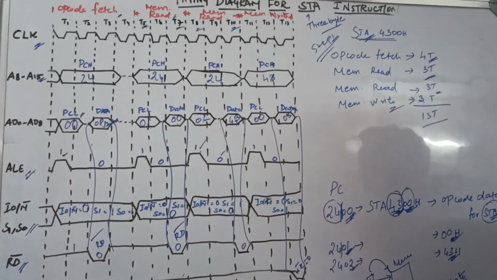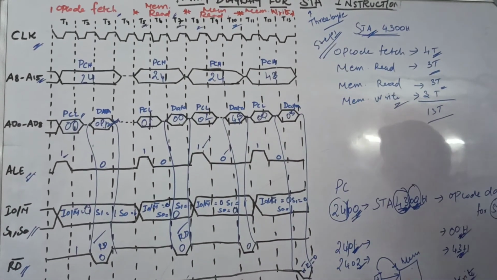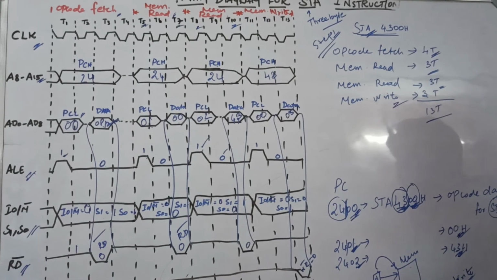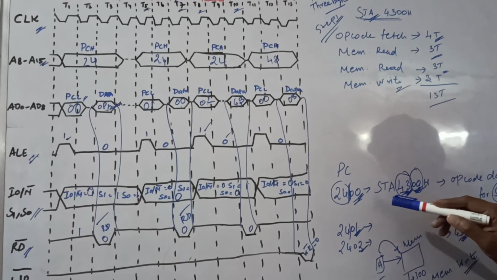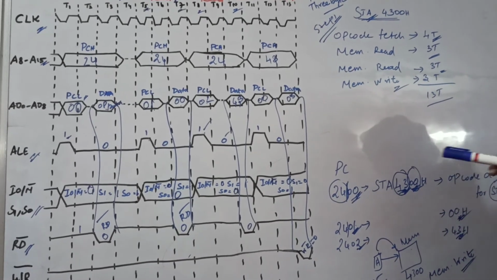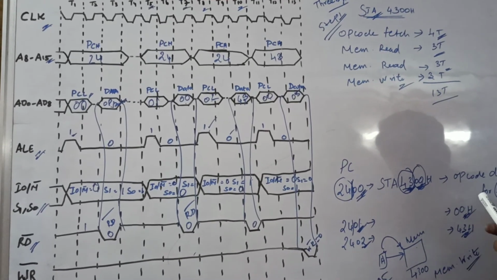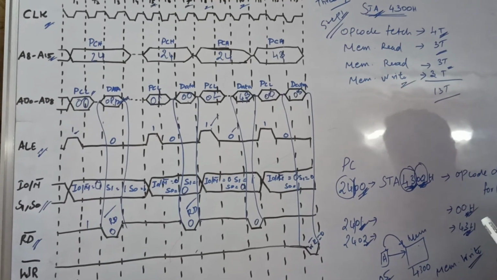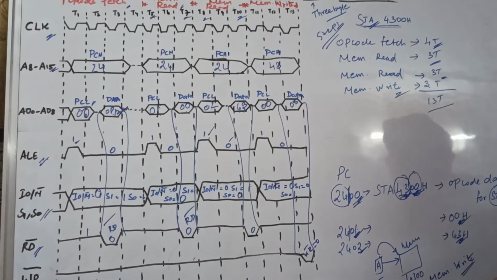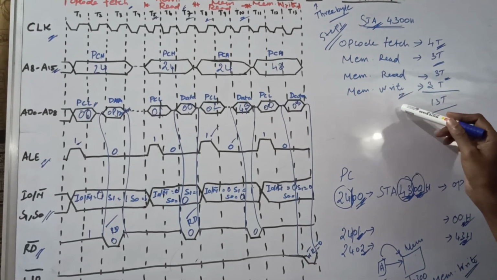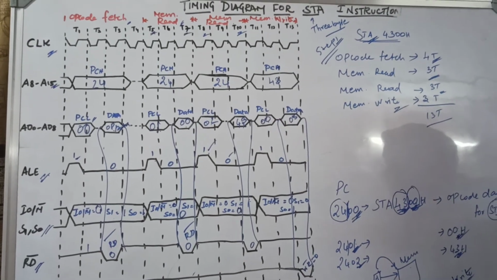So this is the timing diagram of STA. You first write the program counter value, then you allocate the opcode's corresponding memory location, then the lower order address and higher order address value. After that you find the machine cycles, how many machine cycles are required. After that you can draw the timing diagram.